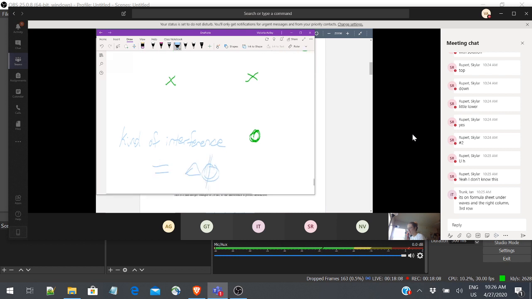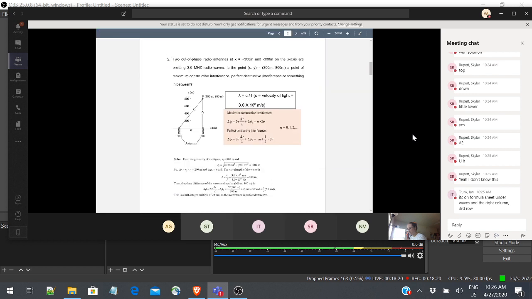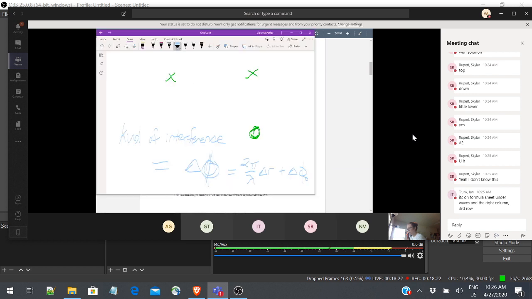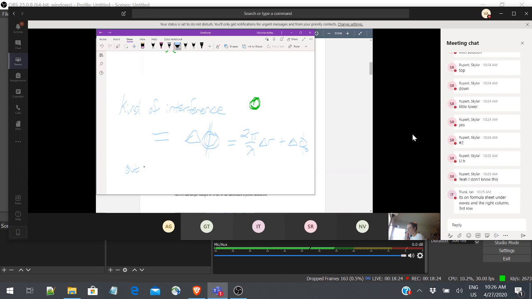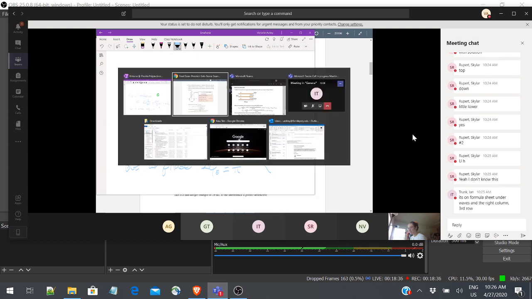How do I get delta phi? Delta phi is 2 pi over lambda delta r plus delta phi naught. So we know that they are out of phase. So out of phase means delta phi naught is pi. And then lambda we can get because we know it's the speed of light.